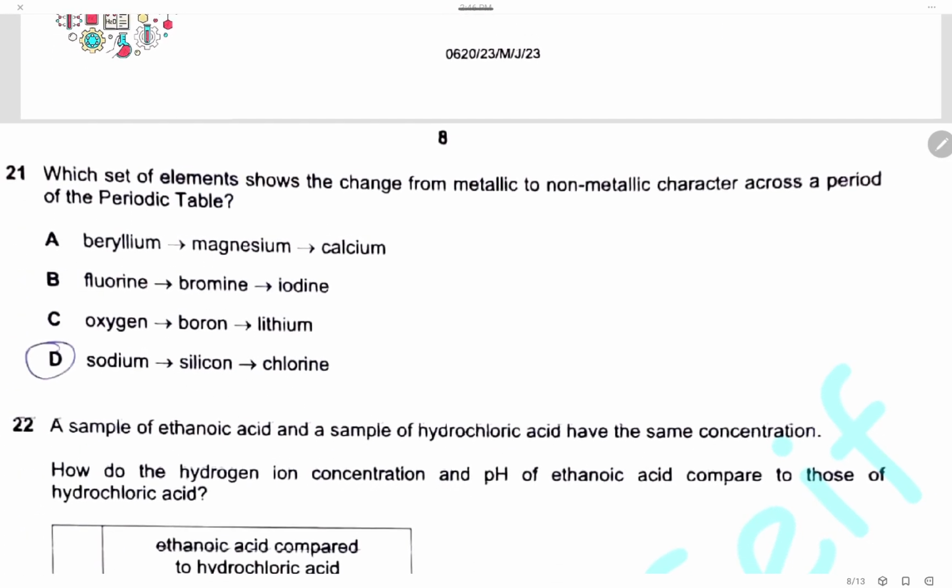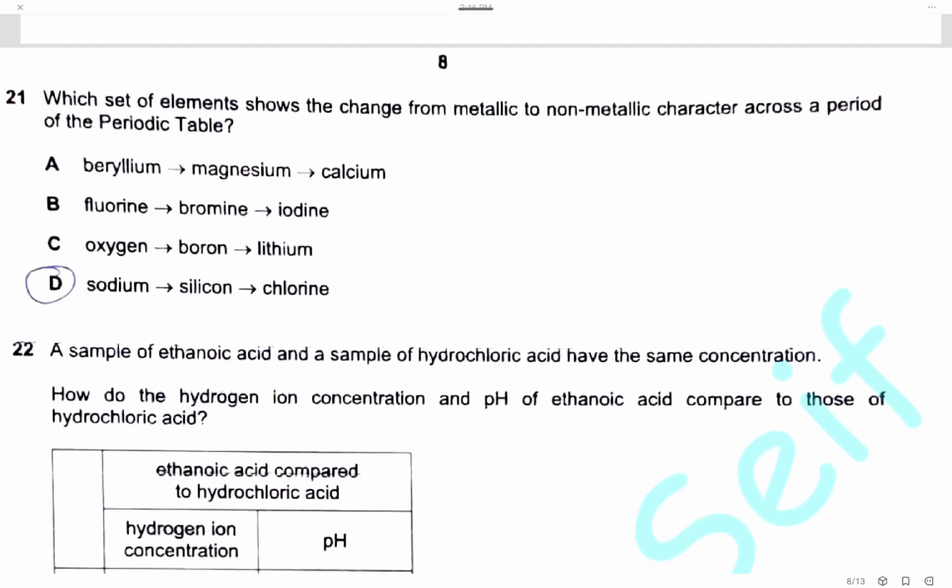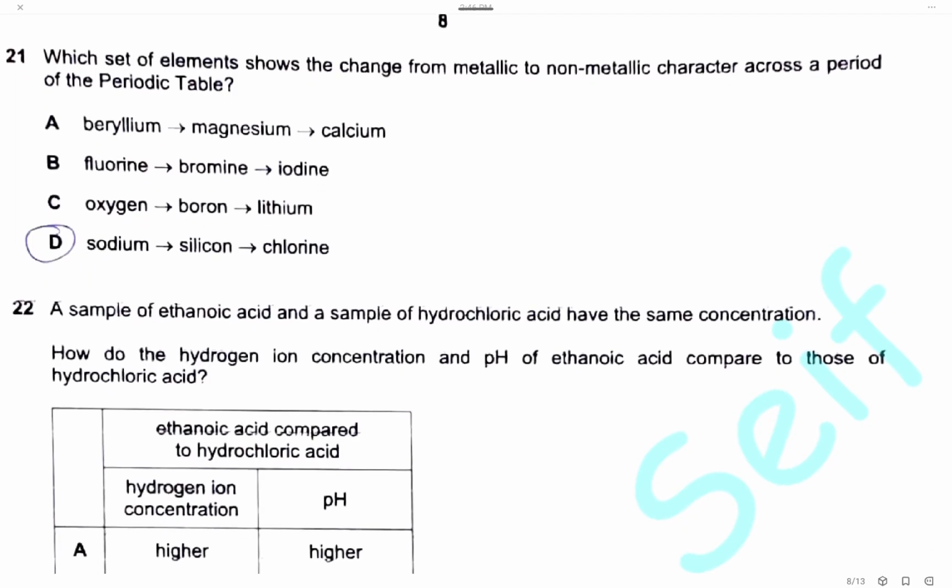Question 21. Which set of elements shows a change from metallic to non-metallic character across the period? Across a period in the periodic table. So here, beryllium is in group 2, and also magnesium and calcium, so this is not correct. Fluorine, bromine, iodine are all non-metals, so this is also wrong. Changing from oxygen to boron to lithium is the reverse, from non-metal to metal. Finally, sodium, silicon, and chlorine show the change from metal to non-metal across a period, so the answer will be D.